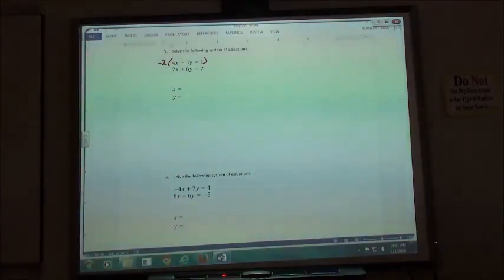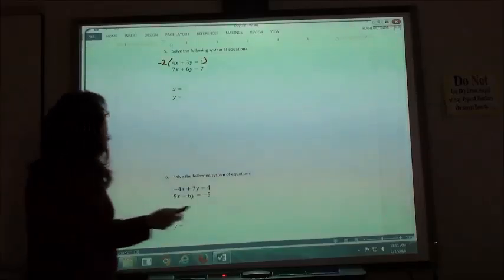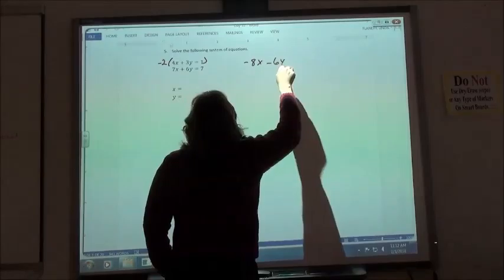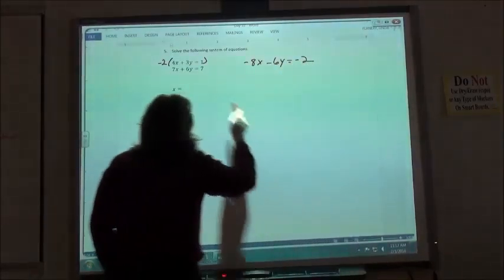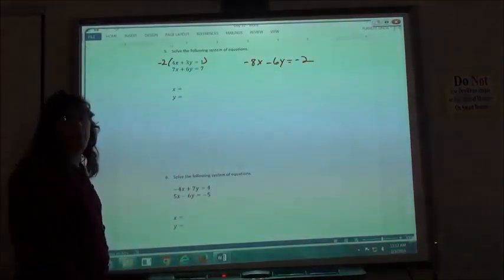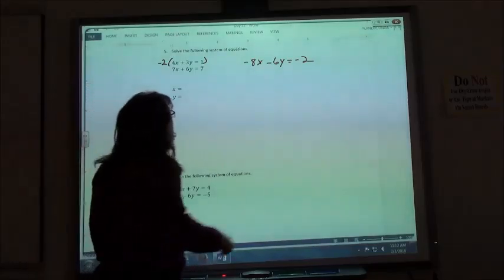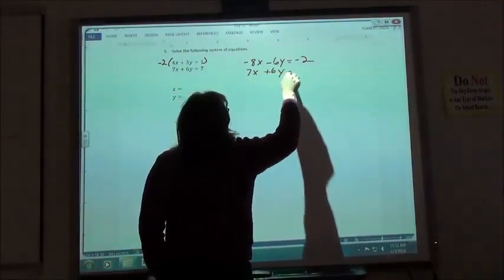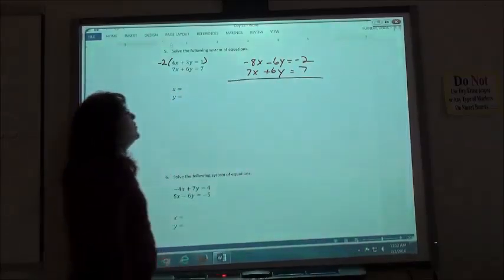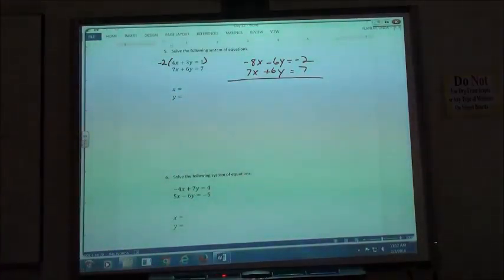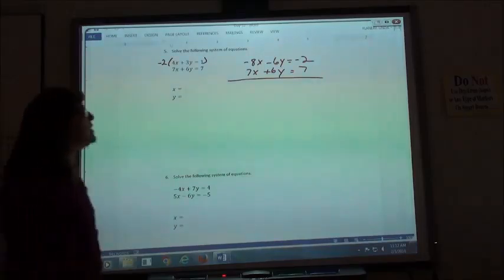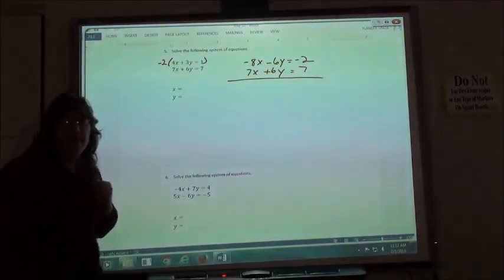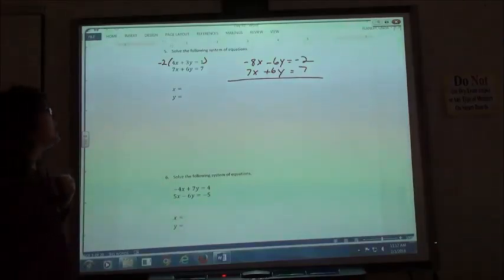So on the top equation, if I multiply everything times negative 2, I'm going to have negative 8x minus 6y equals negative 2. Bottom equation I'm just going to leave alone. Technically I could say I'm multiplying by 1, but I'm saying 7x plus 6y equals 7. So you'll notice again, in front of my y's this time I made opposites. One's a negative 6, one's a positive 6. So when I add my expressions together, they're going to cancel each other out.